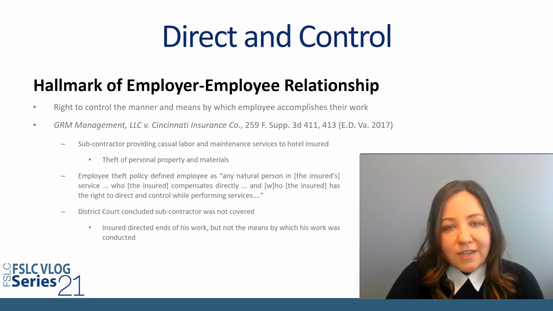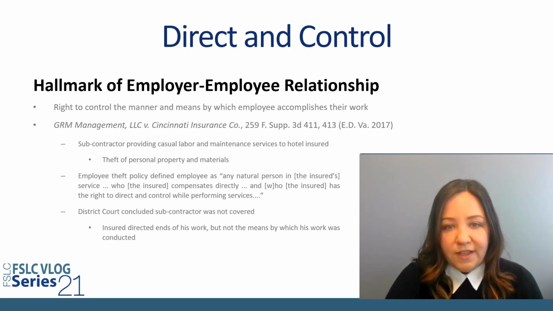By way of example, in GRM Management, a 2017 decision out of the Eastern District of Virginia, the hotel insured engaged with a subcontractor to perform casual labor and maintenance services. The subcontractor caused a significant loss resulting from theft of personal property and materials, and the insured sought coverage under its employee theft policy. That policy defined an employee as any natural person in the insured's service who the insured compensates directly and who the insured has the right to direct and control while performing services.